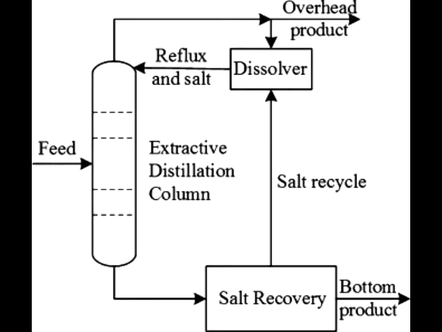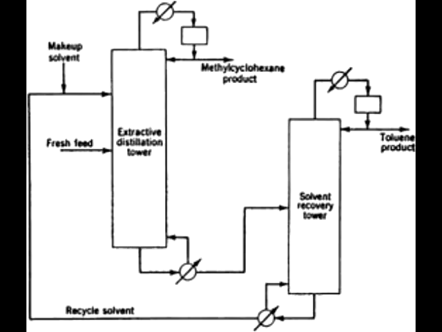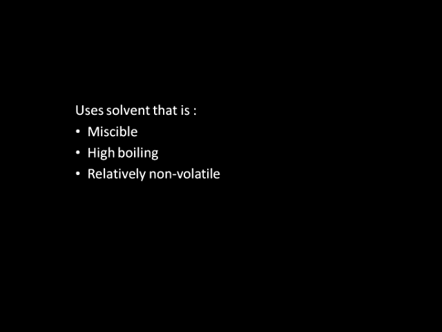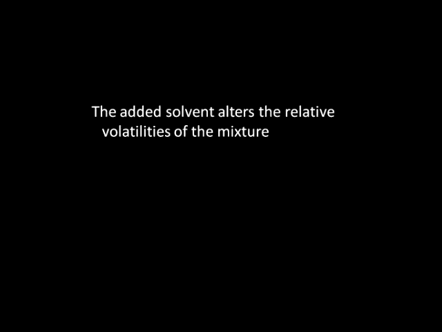Extractive distillation is defined as distillation in the presence of a miscible, highly boiling, relatively non-volatile component, the solvent, that forms no azeotropes with the other components in the mixture. It is widely used in the chemical and petrochemical industries for separating azeotropic, close boiling and other low relative volatility mixtures. Extractive distillation works because the solvent is specially chosen to interact differently with the components of the original mixture, thereby altering their relative volatilities.